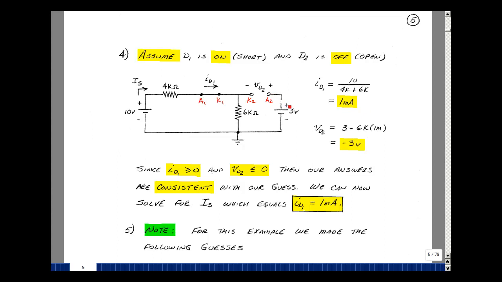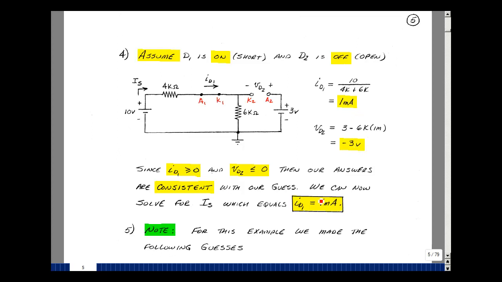The voltage here is 3 volts. The voltage here I can calculate because that 1 milliamp flows into here. 6K times 1 milliamp is 6 volts, and so I get 3 minus 6 volts, or minus 3. And that is less than or equal to 0. This is a consistent set of results with our guesses, so that is the answer. Now we can solve for whatever we want to in the circuit.